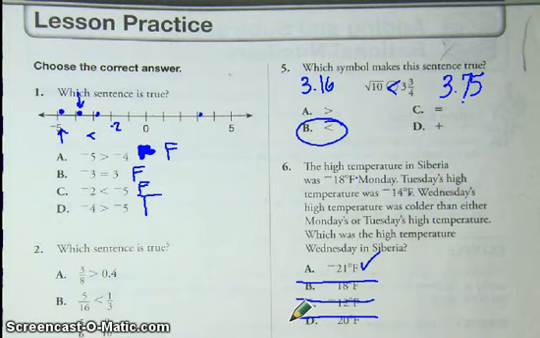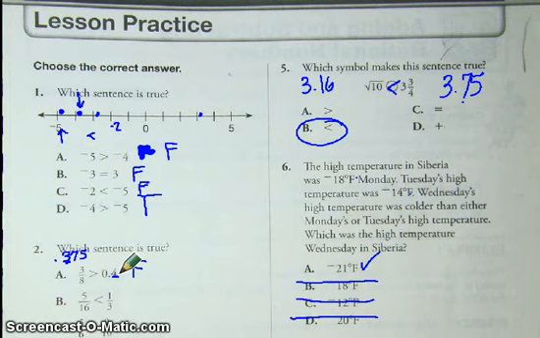Let's look at number 2. Which sentence is true? A: 3/8 is greater than 4/10. When I change 3/8 to a decimal, that gives me 375 thousandths. Compared to 4/10 here, this is not true. This is false. Okay, 375 is not going to be bigger than 4 because this first number here, 3, is smaller than that first number there, 4.